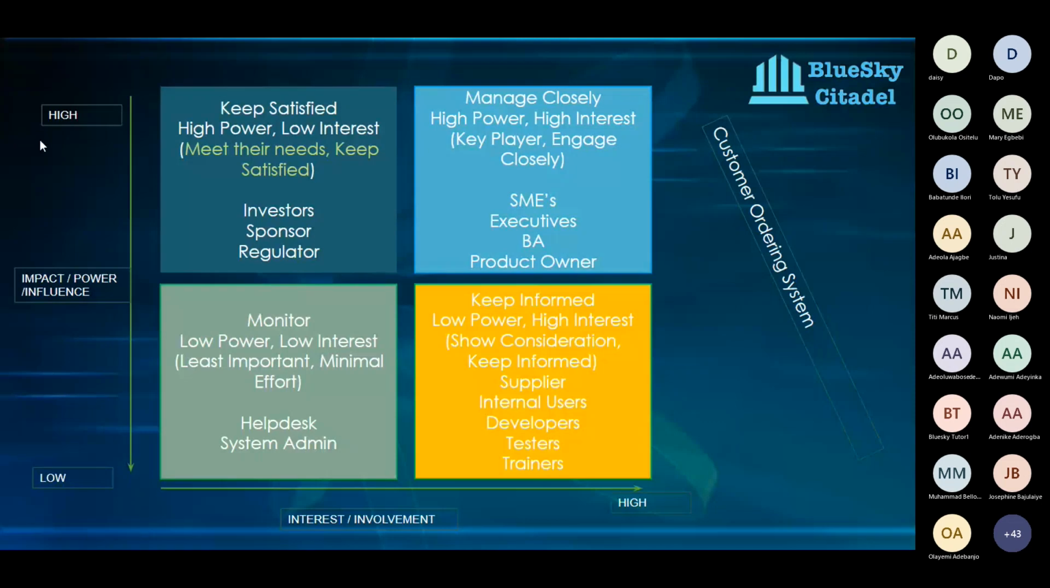Again, whilst we're here, let's remember that stakeholders can move around. They can move around on this grid. Things can change. Positions can change here.